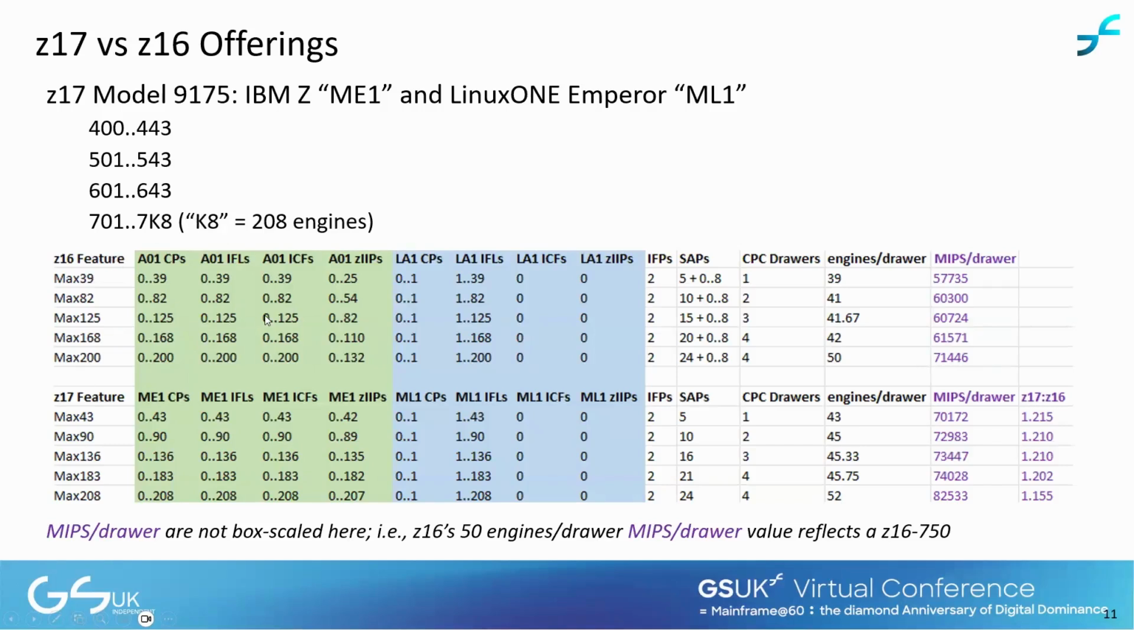And just a table here showing the offering features for Z16 and row by row against the Z17 analogs or counterparts. It's all pretty straightforward. The first 4 are standard drawers. The max 39 can now grow to a max 43, max 82 to max 90, max 125 to max 136, and max 168 to max 183. The maximum 200 grows to a maximum 208. Okay, but these last two are both 4 drawers. It's just the standard 4 drawer and the maximum 4 drawer config.